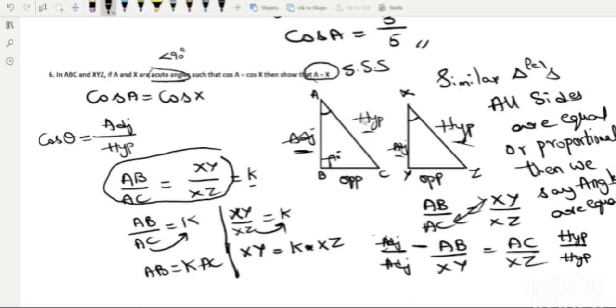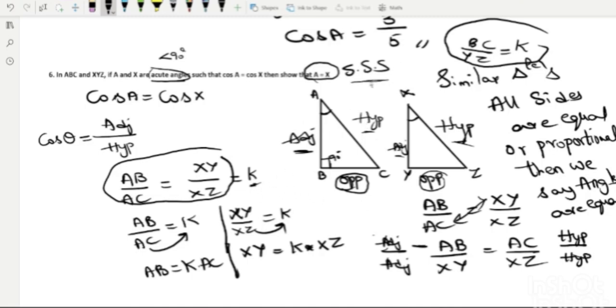So here, as per the given data, we can clearly see that adjacent side divided by adjacent side and hypotenuse divided by hypotenuse is equal to K. Now in this problem, we need to prove that the opposite side BC divided by the opposite side YZ is also equal to K. What we need to prove here? BC by YZ is also equal to K. If we can prove that, then all these proportional sides will be equal to K. From there, we can use the side criterion theorem, and we can prove that angle A equals angle X. So this is the thing about this problem.